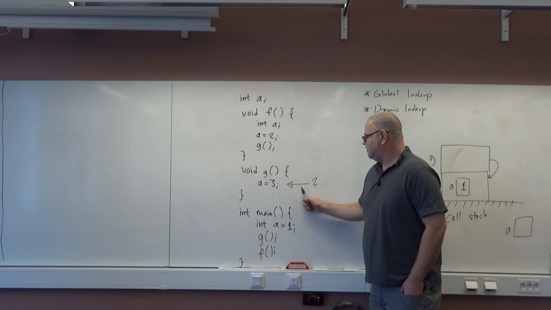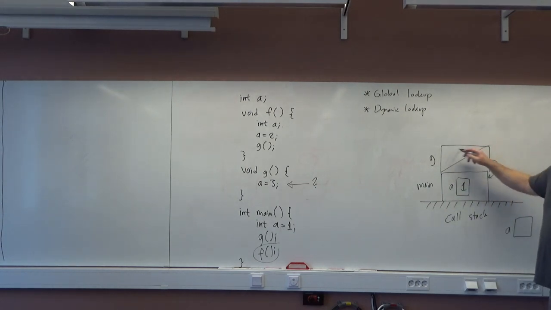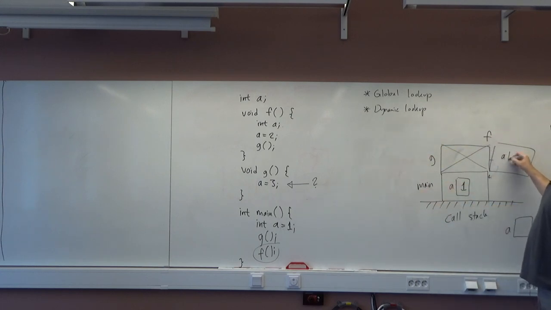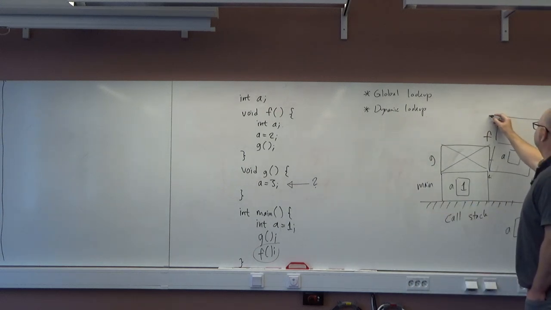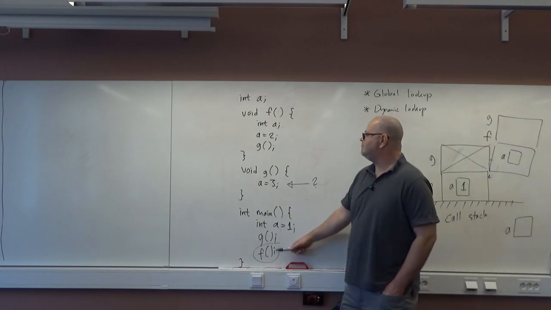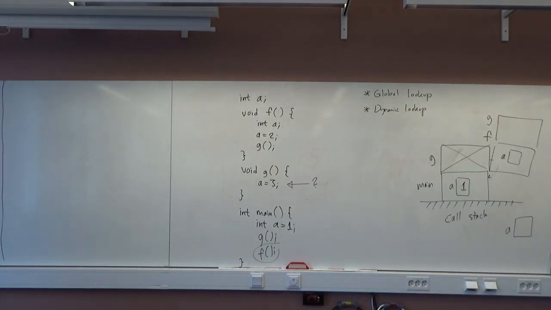Then G returns, and now we call F. This means that this activation record disappears, and instead, in the same place, we put the activation record for F, which also has a variable a. And then F calls G. So we get a new activation record for G, because main calls F, which in turn calls G. And now we're back in G. But if we use the same type of dynamic lookup, where do we find a? Well, now it's this a.